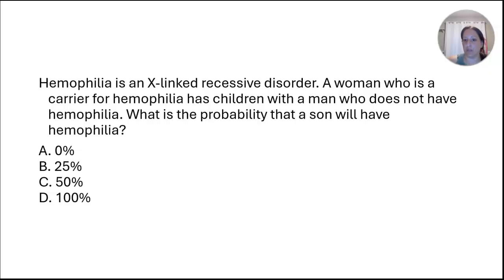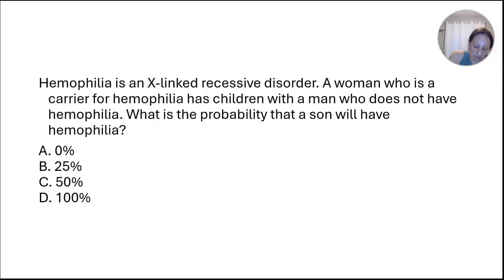She's a carrier, okay? She has children with a man who does not have hemophilia. So he would be X big H, Y. So he's hemizygous. He only has one copy of this gene, and it's a dominant form of it because he doesn't have hemophilia. Okay, so do the cross. And it says, what's the probability or the percentage here that a son will have hemophilia? So we don't care about the daughters. Well, we care about the daughters, but they're not in the question. So you got to set up your Punnett square.